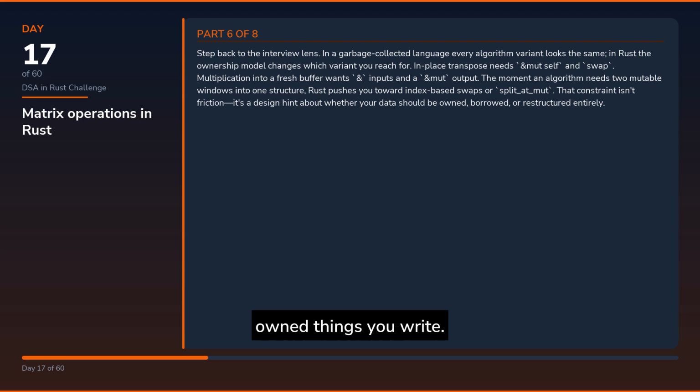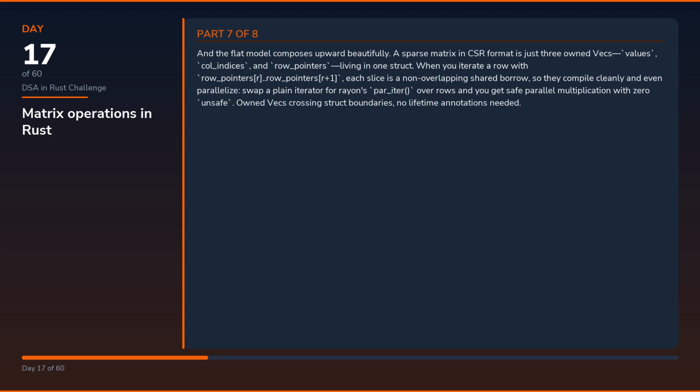Step back to the interview lens. In a garbage-collected language, every algorithm variant looks the same. In Rust, the ownership model changes which variant you reach for. In-place transpose needs &mut self and swap. Multiplication into a fresh buffer wants shared inputs and a &mut output. The moment an algorithm needs two mutable windows into one structure, Rust pushes you toward index-based swaps or split_at_mut. That constraint isn't friction. It's a design hint about whether your data should be owned, borrowed, or restructured entirely.